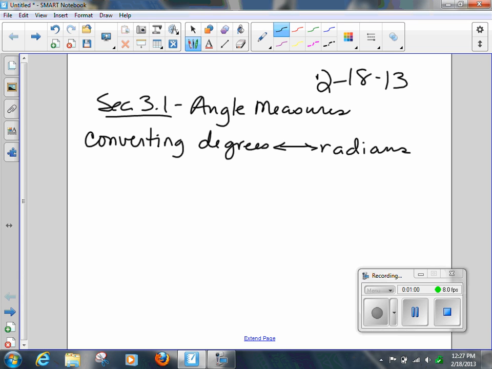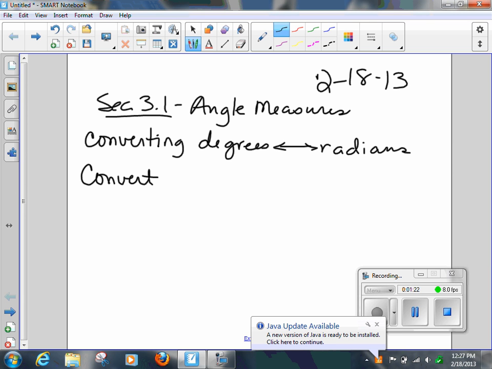For the most part, you guys know if it's a special angle and it's on our unit circle, then you know that a 30-degree angle is equivalent to pi over 6, right? And we kind of showed that, we proved that, but how do we make the mathematical conversion, okay? This is how we're going to convert from degrees to radians.